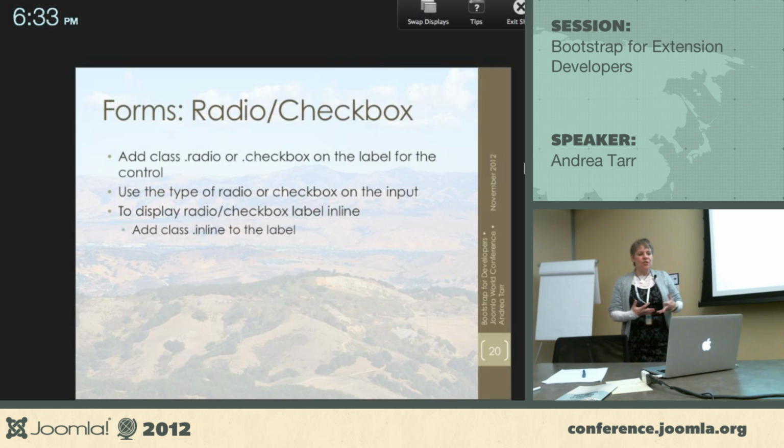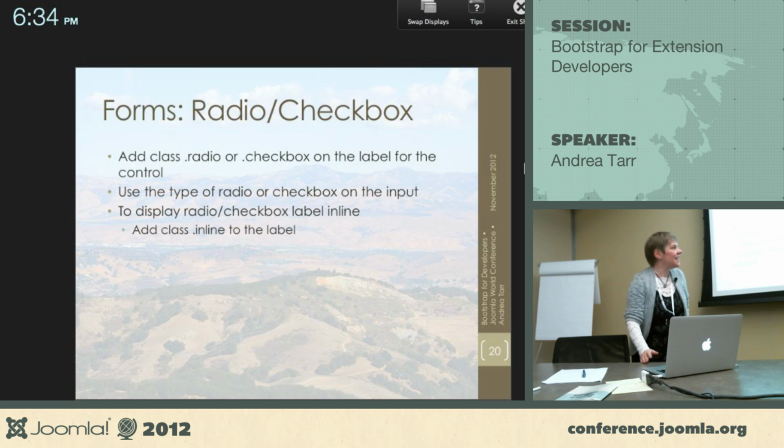If you're doing radio buttons and checkboxes, you just add a class called .radio or .checkbox, and that keys it in onto the kind of styling that it needs to have. And also make sure that on the input, you actually use the type to say that the input type is radio or checkbox. And if you want them to all show in one line as opposed to coming up and down, that's when you would use the dot inline on the label to keep that label in line with the controls.